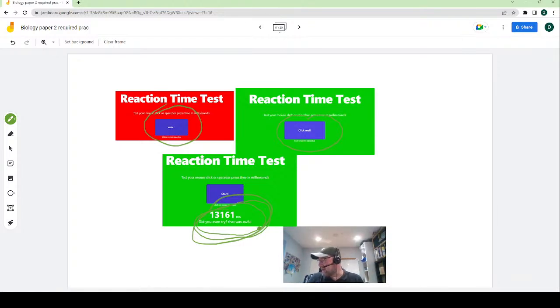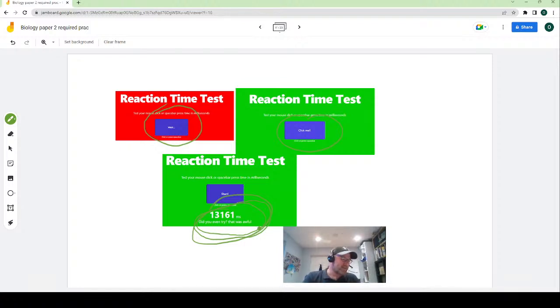In fact, there's two reasons why computers are better. They don't have human error, so they're more accurate, but also they have higher resolution, or are more precise. Look how many milliseconds that goes to. That's like 13,161 milliseconds. So they're more precise as well.